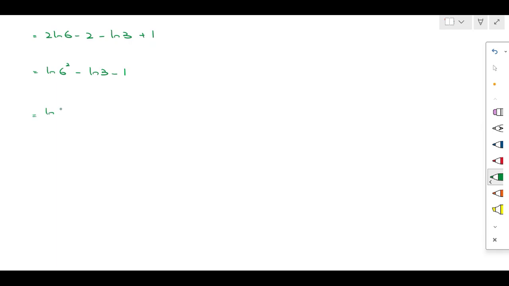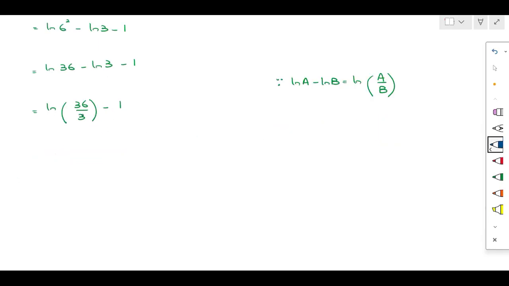Natural log of 6 times 6 is 36, minus natural log of 3, minus 1. Now we can say natural log of 36 over 3, minus 1. I'm applying the rule that natural log of a minus natural log of b is equal to natural log of a by b. Now we simplify: 36 over 3 is 12. So the simplified answer is natural log of 12 minus 1.